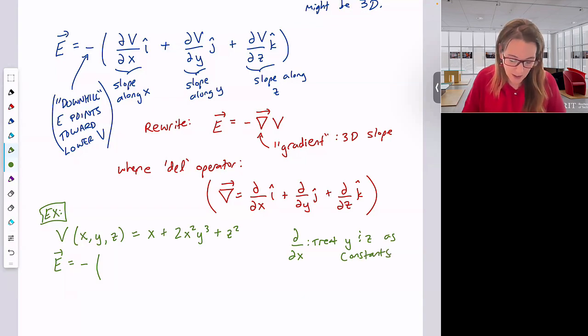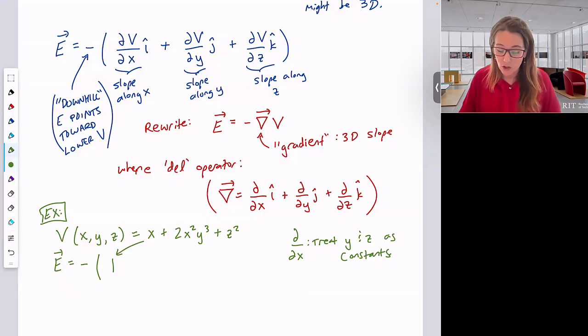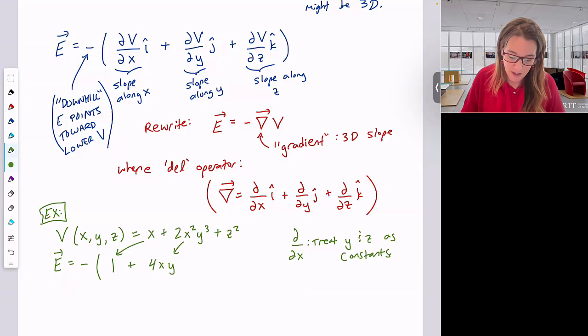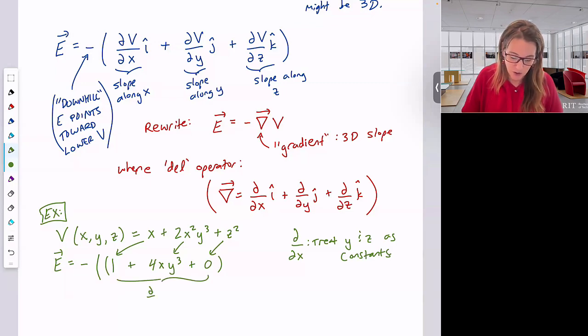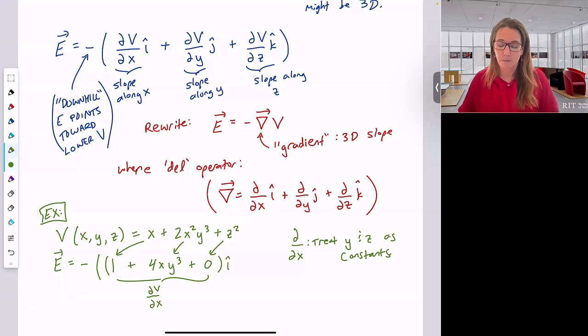And so if I look at this, the derivative of x is just 1. The derivative of 2x squared y cubed, and now y cubed is a constant, I would have 4xy cubed. So I just took the derivative of x squared to 2x, and then the derivative of z squared, which is just a constant, is 0. So that's going to be my first term. This here was my partial V, partial x, and that's in the i hat direction.